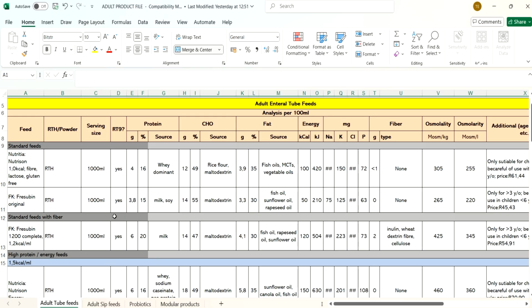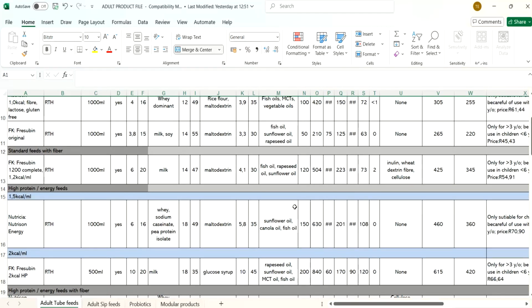So with this feed, for example, it has a nice distribution. If you look at it in terms of protein, it contributes 20% of protein towards your energy, 47% of carbs towards energy, and then 30% of fat. It also has fish oils, which is good, which we know has anti-inflammatory properties, right? So yeah, that's basically how you add in your feeds and compile a product file.